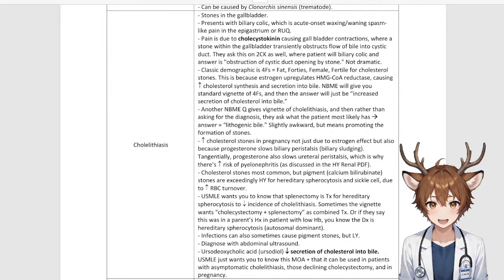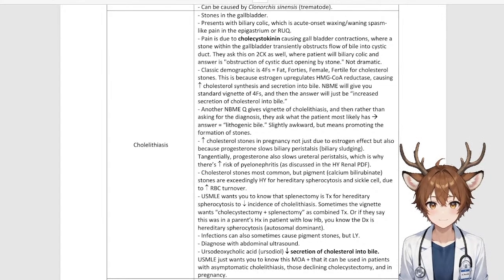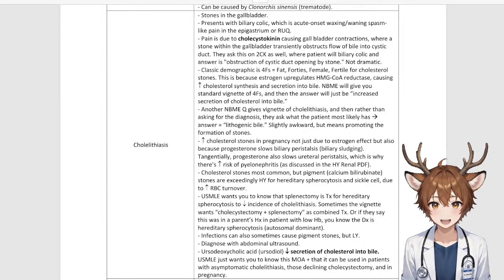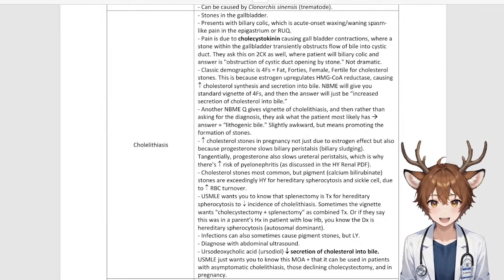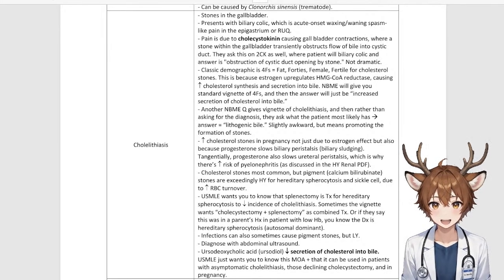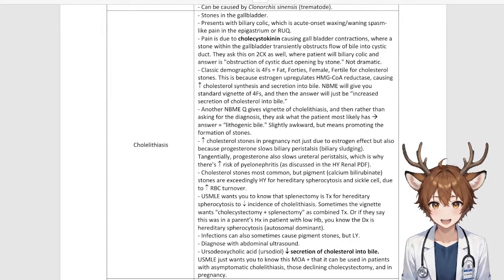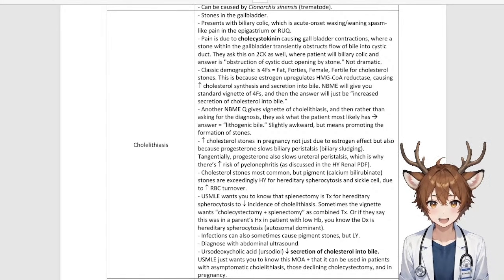Not dramatic. The classic demographic is the 4Fs: fat, 40s, female, fertile. So they're overweight, they're 40 and older, they're female, and they've had lots of kids. These are cholesterol stones, right? This is because estrogen upregulates HMG-CoA reductase, causing an increase in cholesterol synthesis and secretion in the bile. NBME will give you the standard vignette for the 4Fs, and then the answer will just be increased secretion of cholesterol into bile.